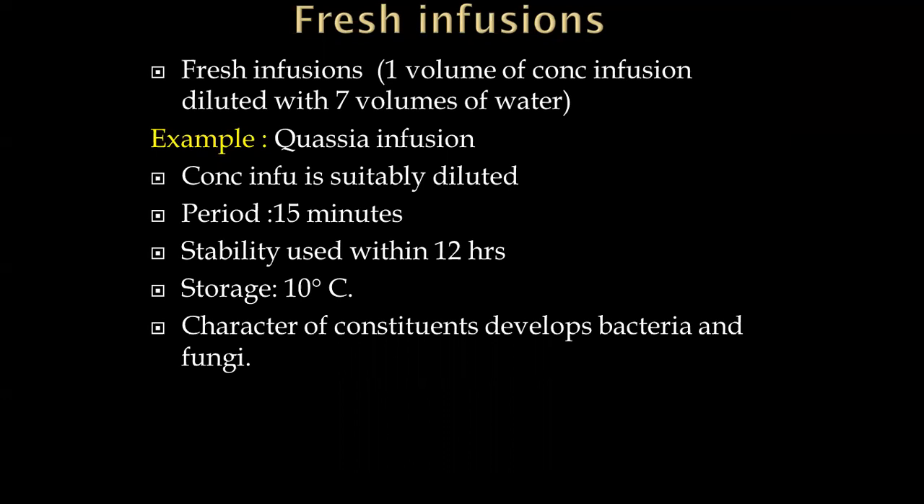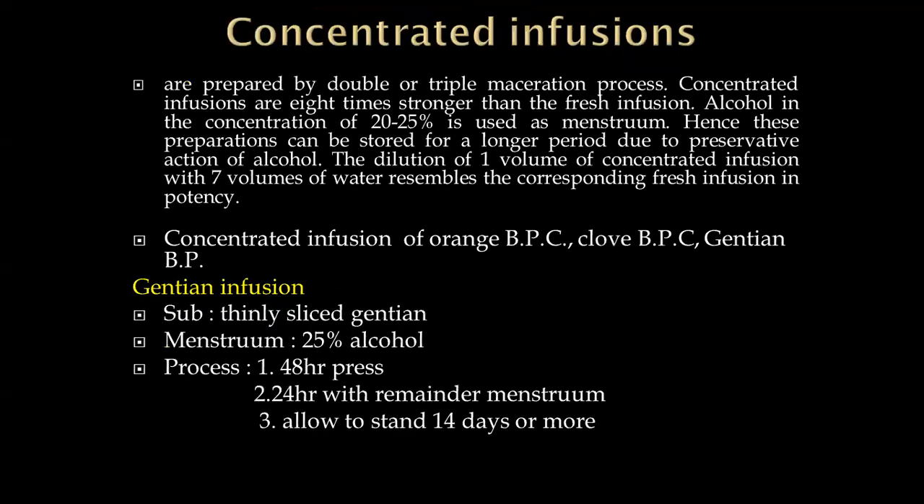For example, a quassia infusion can be prepared from quassia raspings. You take the quassia raspings, pour the menstruum over them, and wait for a stated period, usually 15 minutes. It should be used within 12 hours of preparation, because microbial attack is a very common problem with the fresh infusion. If you store it at a lower temperature, the storage period can be increased a little. Since a fresh infusion doesn't contain any preservatives, microbial attack is the common problem.